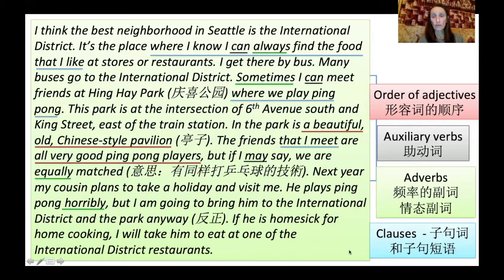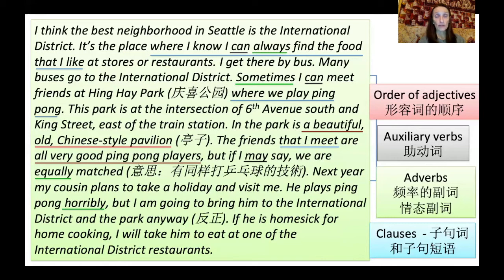All right, I'm going to read this over for some listening practice. I think the best neighborhood in Seattle is the International District. It's the place where I know I can always find the food that I like at stores or restaurants. I get there by bus. Many buses go to International District. Sometimes I can meet friends at Hinghe Park, where we play ping pong.